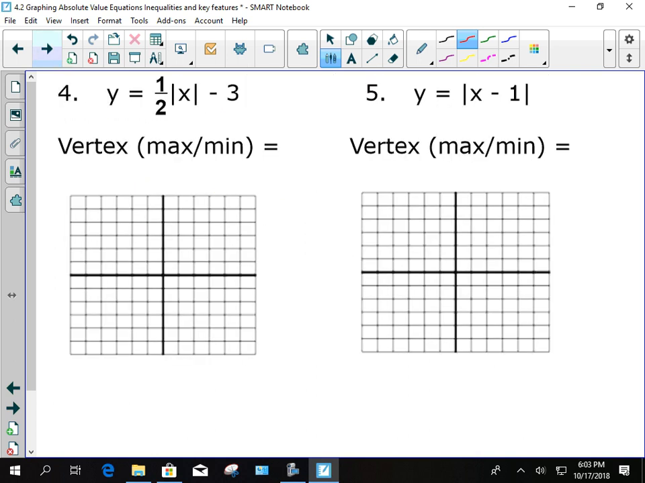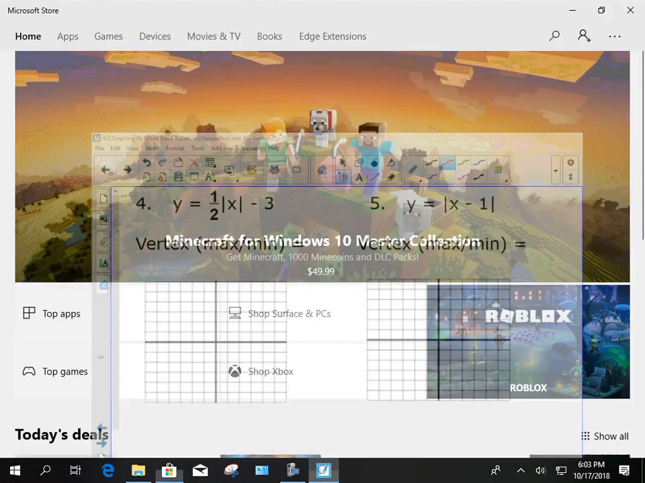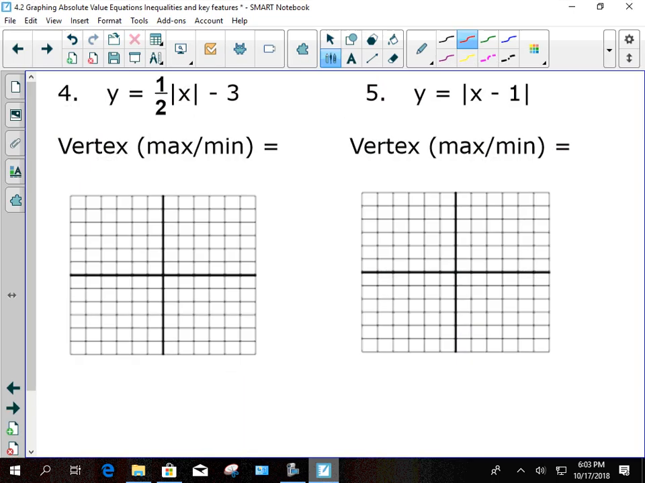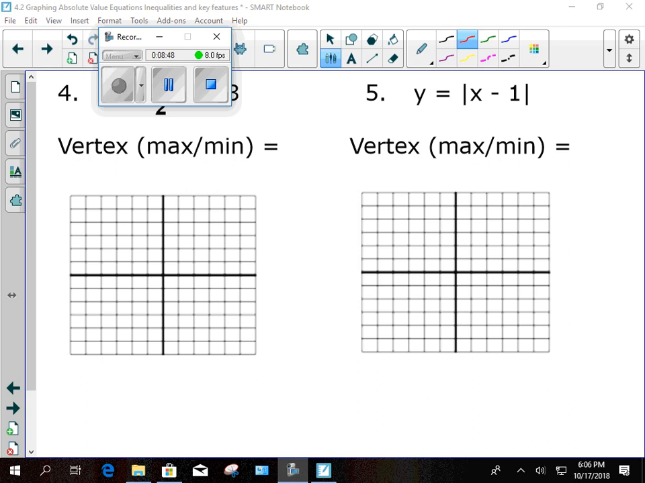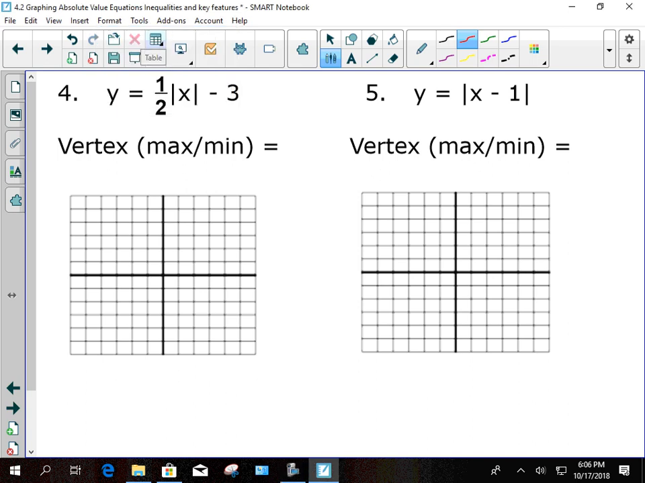So, here we go. What happens when I have a half? Now the question becomes, what does this 1/2 out here do? Well, it's going to cut it in half.